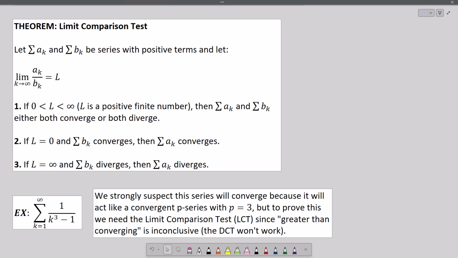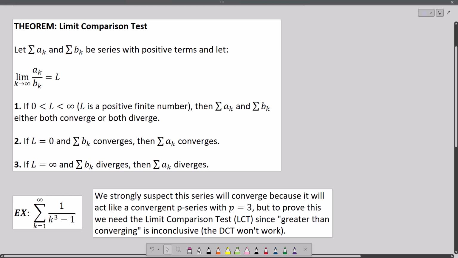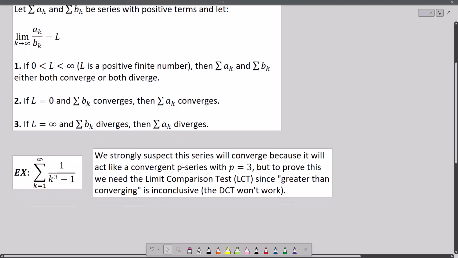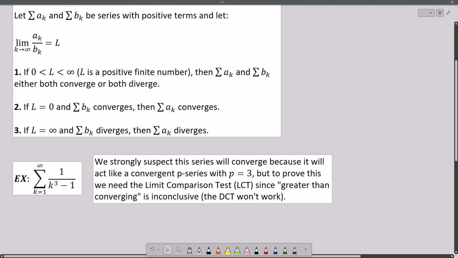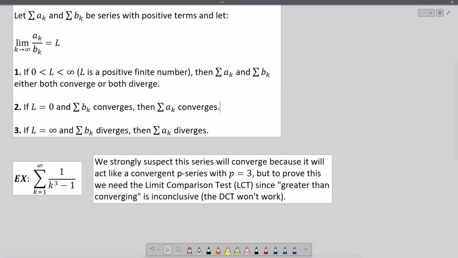So we've got our two series. The B sub k series, our basic series that we understand. The A sub k series is the one we don't know. We're trying to prove whether it converges or diverges. DCT, direct comparison, is inconclusive. So we're going to form a limit of the ratio. So we're going to take the ratio, the A sub k series, the unknown, with the known. Take that ratio, take the limit as k goes to infinity. And if you get a positive real, that's what that means right there, positive real. Get a positive real. Then both series do the same thing. They both converge or they both diverge.